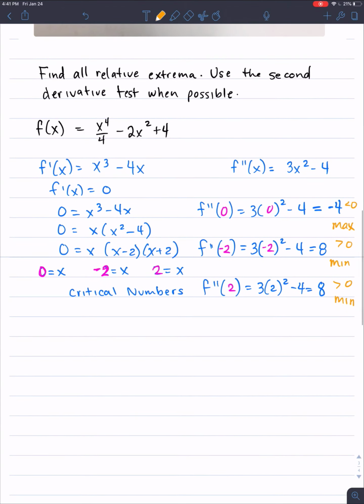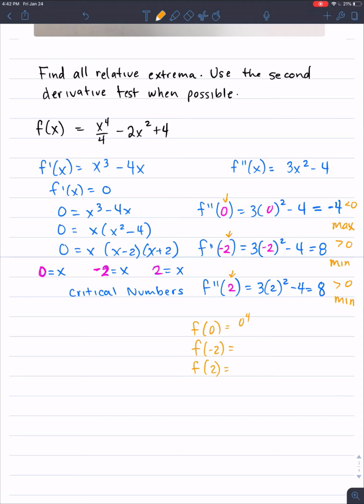So now what we want to do is name these max and mins as ordered pairs. So we know the x values of them. We know the x values of 0, negative 2, positive 2. You're going to have to plug those into the original function. So f at 0, f at negative 2, and f at positive 2 to find the y values for those functions. So let's start with 0.